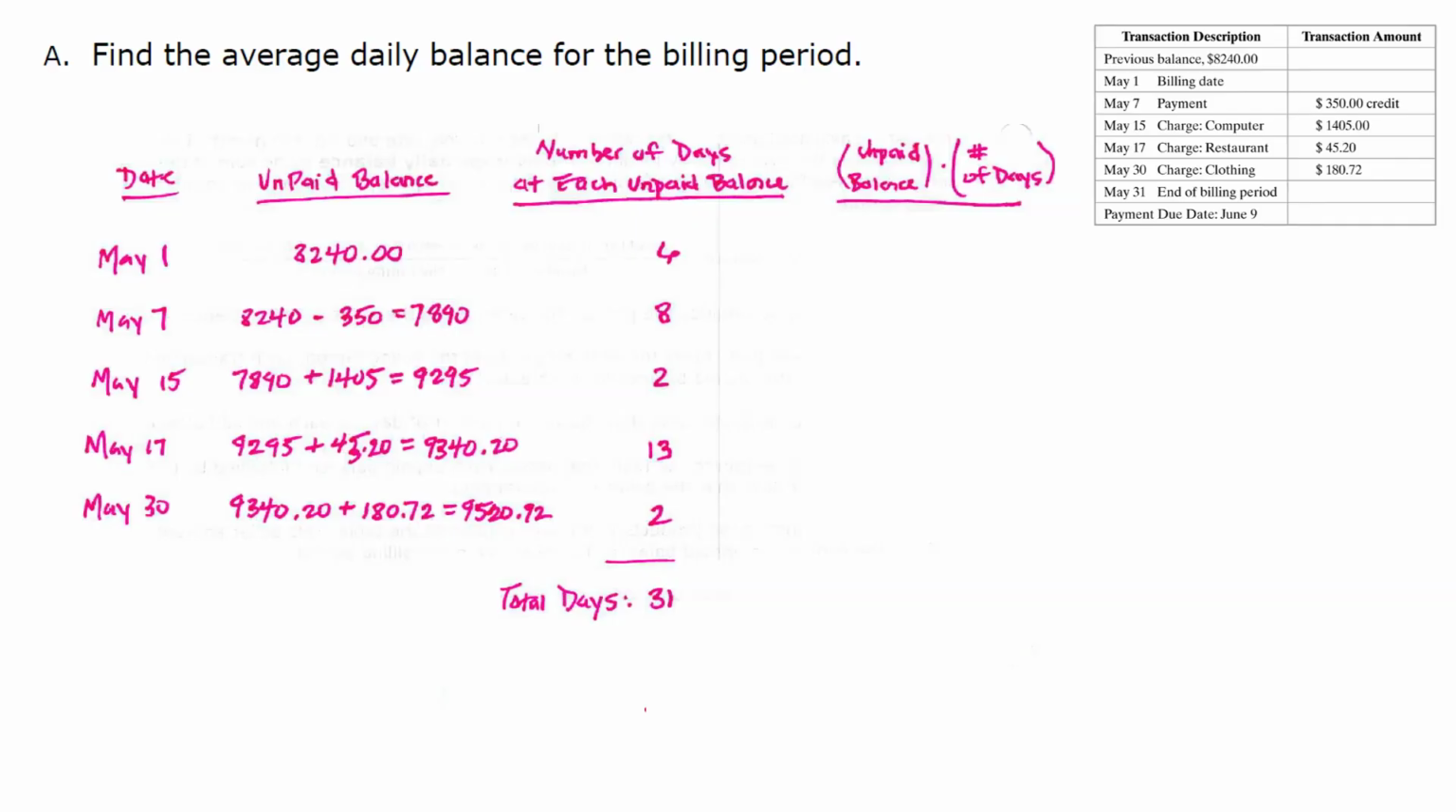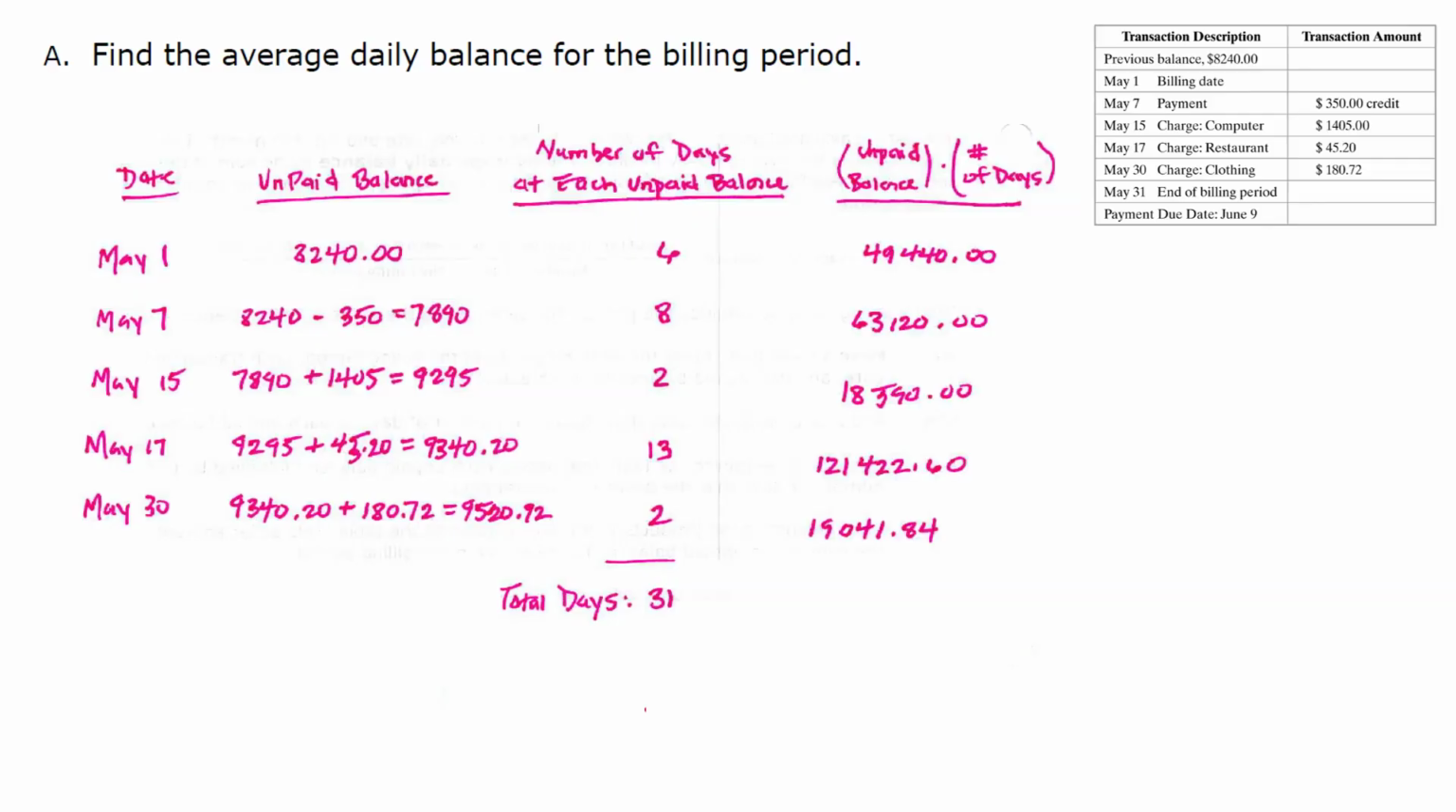So now we want to find the unpaid balance times the number of days. So we're going to multiply the unpaid balance amount times the number of days to get the total of outstanding credit.